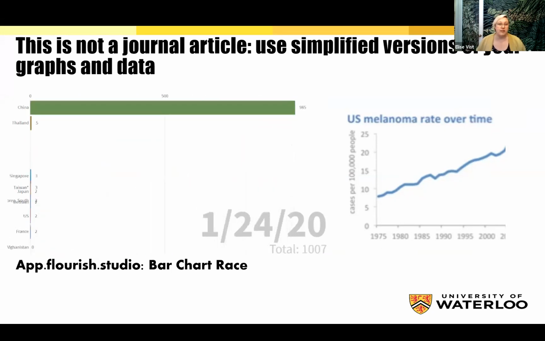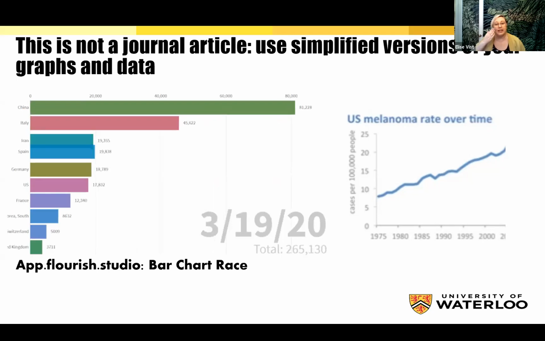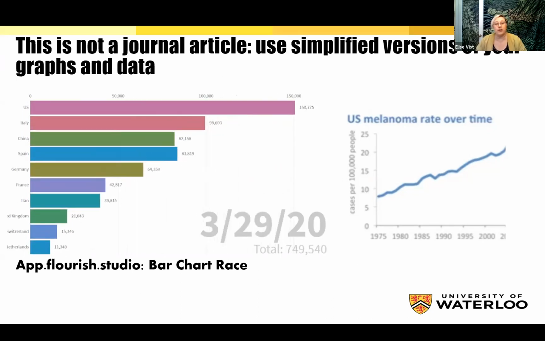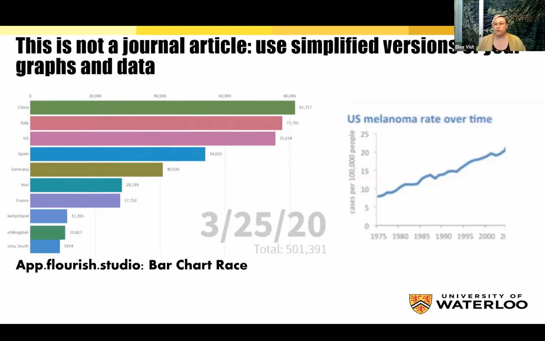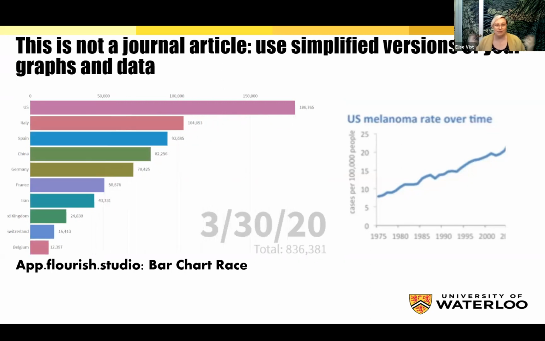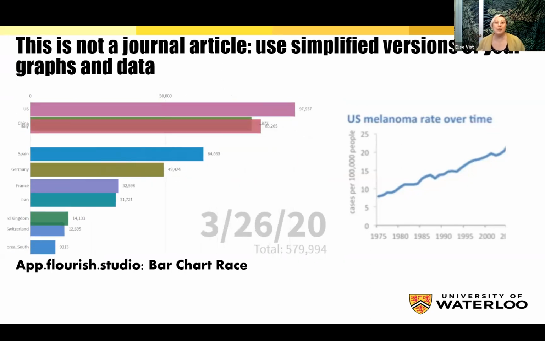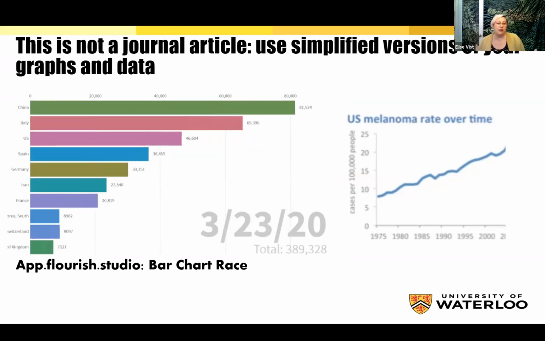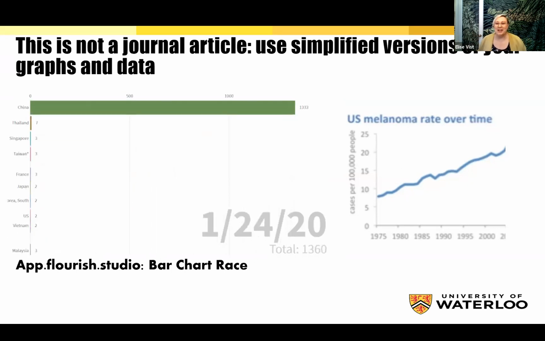One tool that's recently gotten a lot of attention for its usefulness in communicating COVID spread, which is what you see on screen here, is a bar chart race created in Flourish Studio. So it's app.flourish.studio. It's free with watermarks, but why not? And you can make an animation of data over time that's really appealing. Or not, you don't have to.